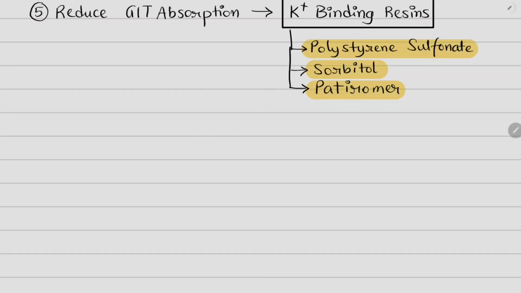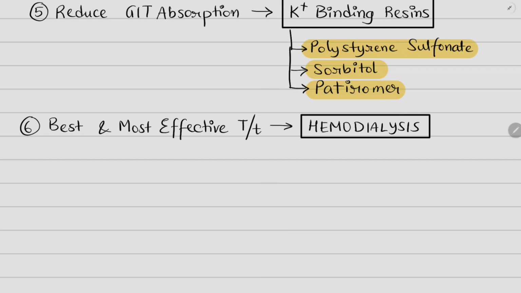Number 6, the best and most effective treatment of hyperkalemia is hemodialysis. Though it is the most effective treatment, it is not used first because hemodialysis takes time. And the last and final topic of this video is the side effects of insulin.